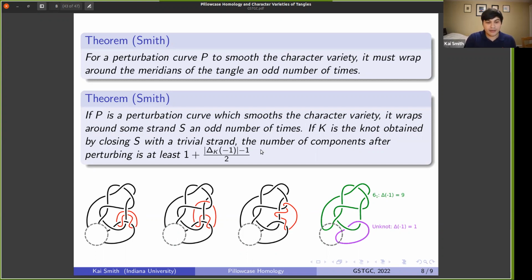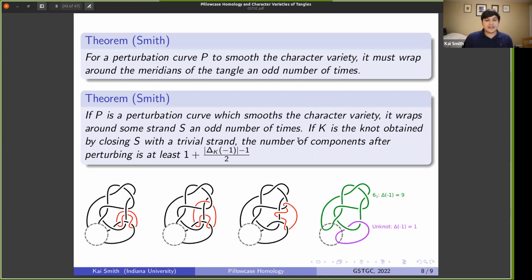So this theorem now tells us that if we plug in -1 for the Alexander polynomial of K, it tells us that there's at least 1 component of the character variety after we perturb. So it doesn't guarantee that there's just 1, but it at least tells us it's possible that once we perturb, we'll end up with a connected character variety, which is what we want.